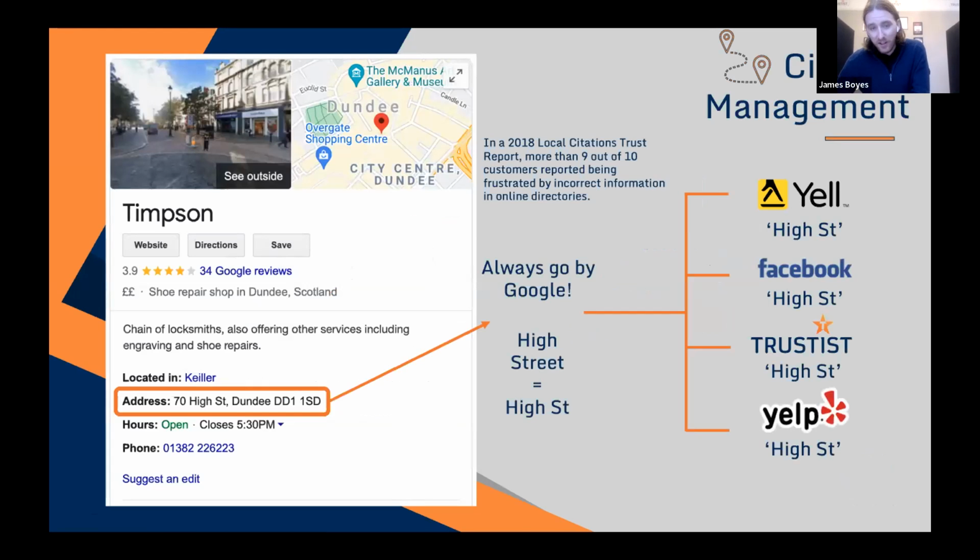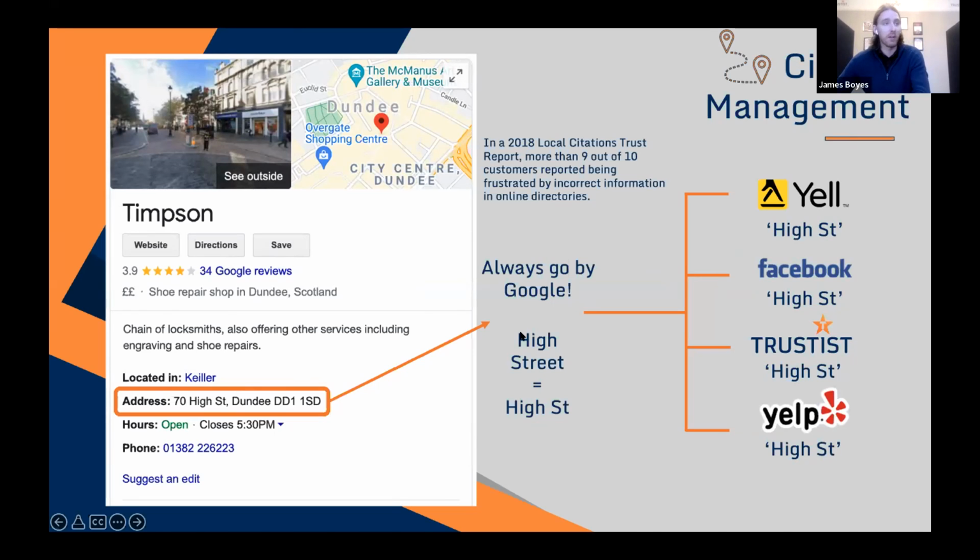Now, this is really key. If you have an actual physical address that you want people to be able to visit, then there's this thing called citation management that is still extremely important for your rankings in Google. When somebody searches for youth football teams near me or whatever it might be, cookery school near me. Now, your address in Google, if you have a physical address and it's written down, should always match every other listing that you have elsewhere online.